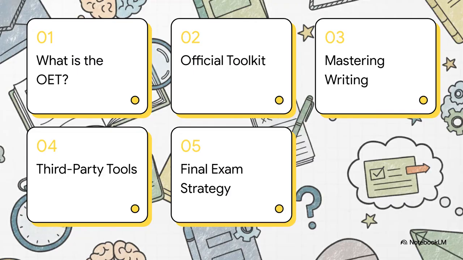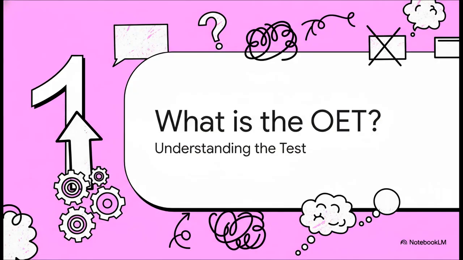So here's our game plan for today. First, we'll quickly cover what makes the OET so different from other tests. Then we'll build your official toolkit, using materials straight from the people who make the test. After that, we are going to do a deep dive into mastering the writing subtest, because that's a big one. Then we'll look at some awesome third-party tools, and finally, wrap it all up into a winning strategy for exam day.